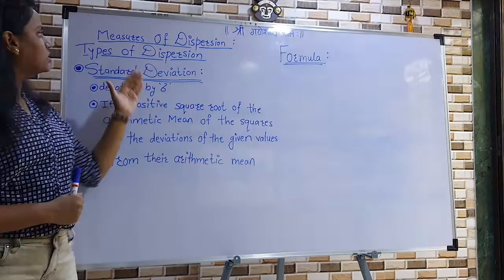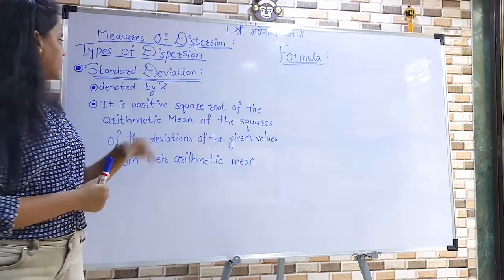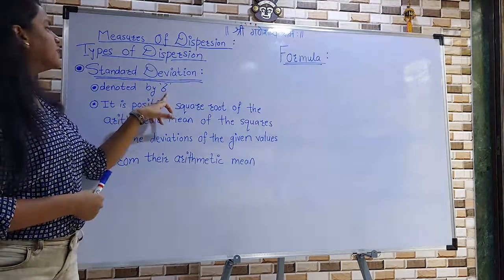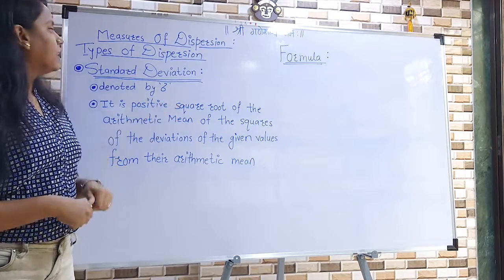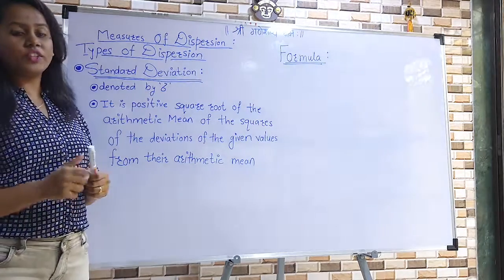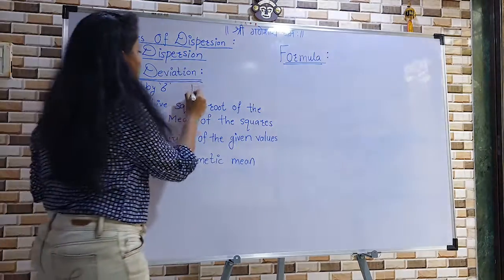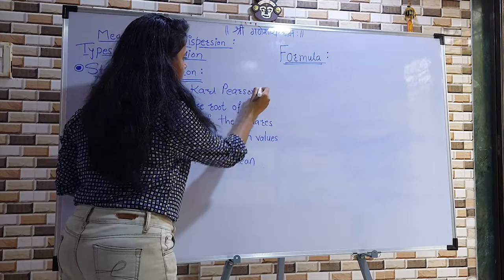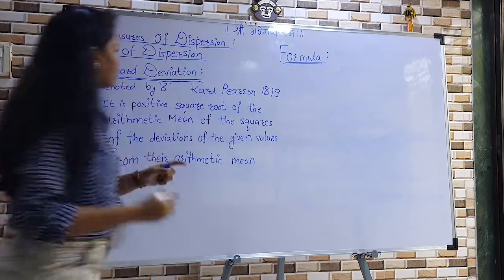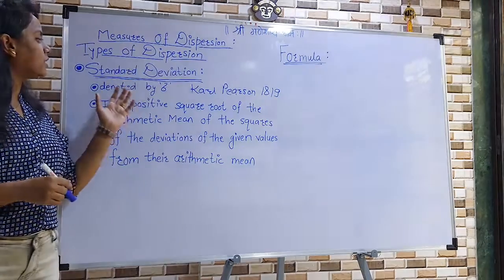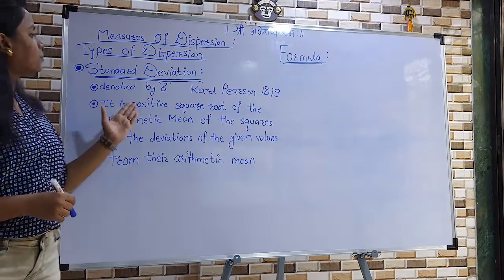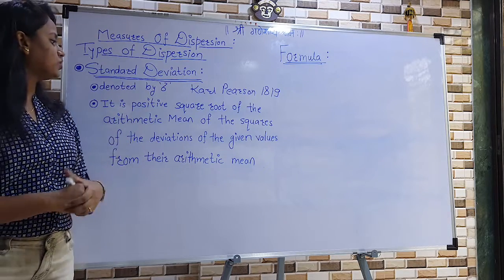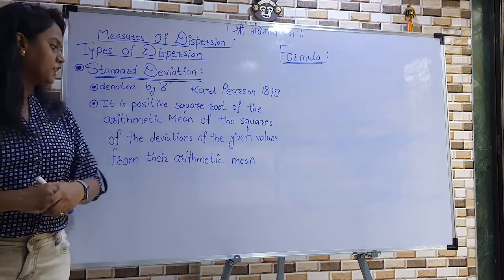So the last type of dispersion is the standard deviation. Standard deviation is denoted by sigma, which is a Greek letter. Basically the standard deviation was first given by Professor Karl Pearson in the year 1819. Then he defined the standard deviation as the positive square root of the arithmetic mean of the squares of the deviations of the given values from their arithmetic mean.